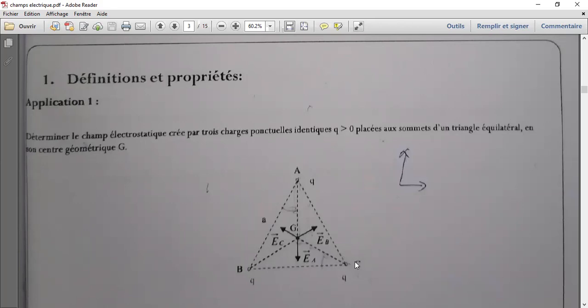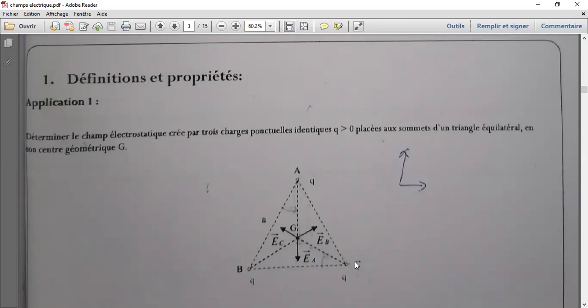So here we have identified some things on this triangle. We have identified that we have got 3 charges which are found on A, B, and C, and these charges are greater than 0, meaning they are positive.